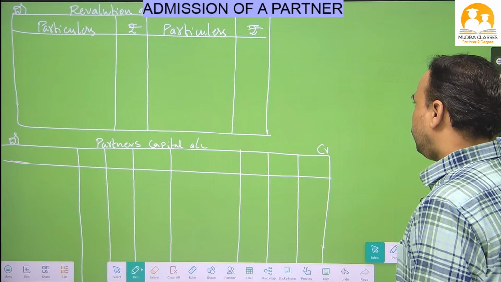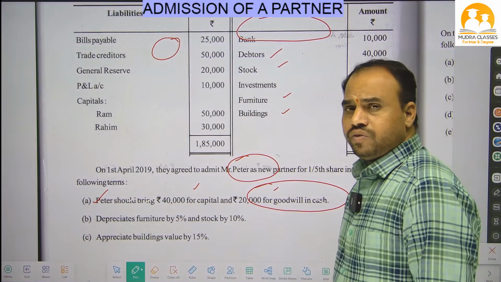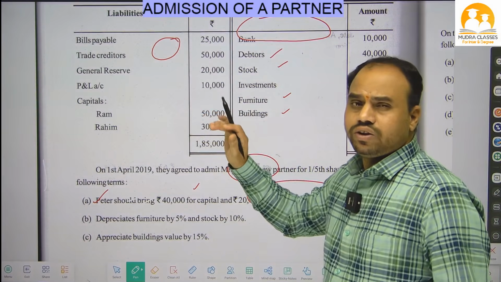Now come to the question. So what do we have to do? From the balance sheet asset side onwards, we have to start the problem.